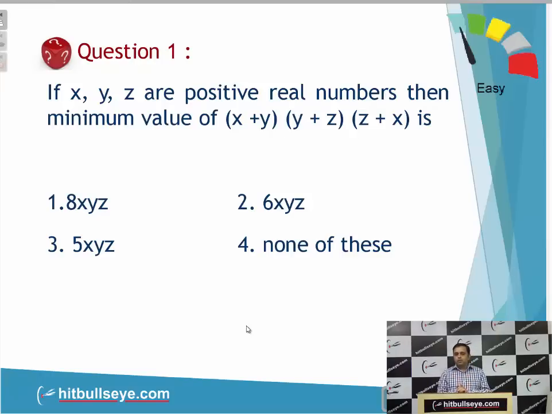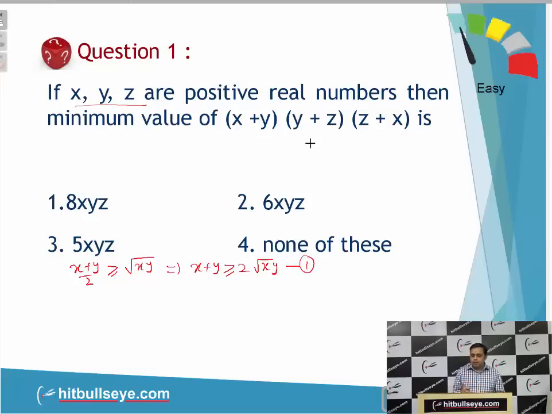For this particular question, I will take the pairs of xy, yz and zx. Now I know that x, y, z are all positive. So from here I can say that the arithmetic mean of x and y will be greater than their geometric mean, or from here I can say that x plus y is greater than or equal to 2 times √(xy).